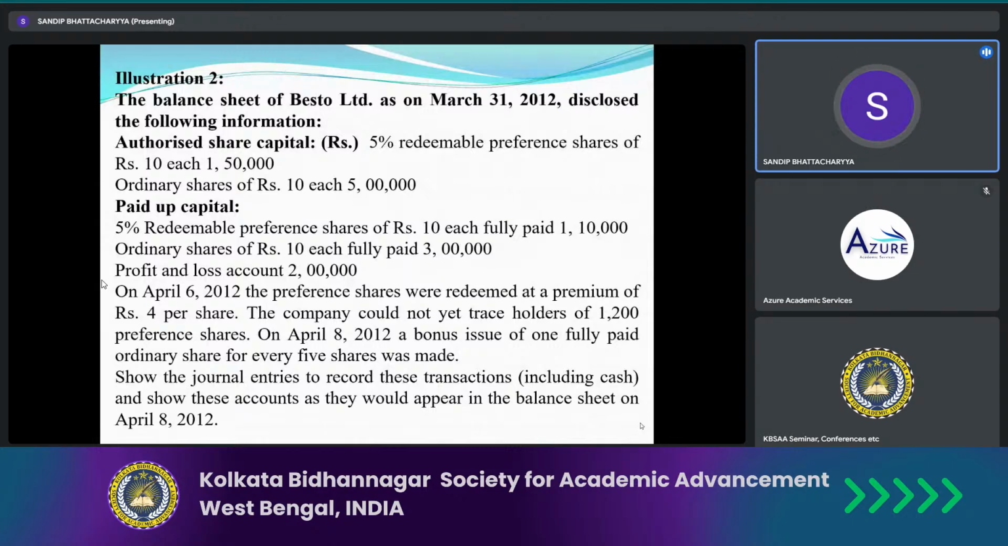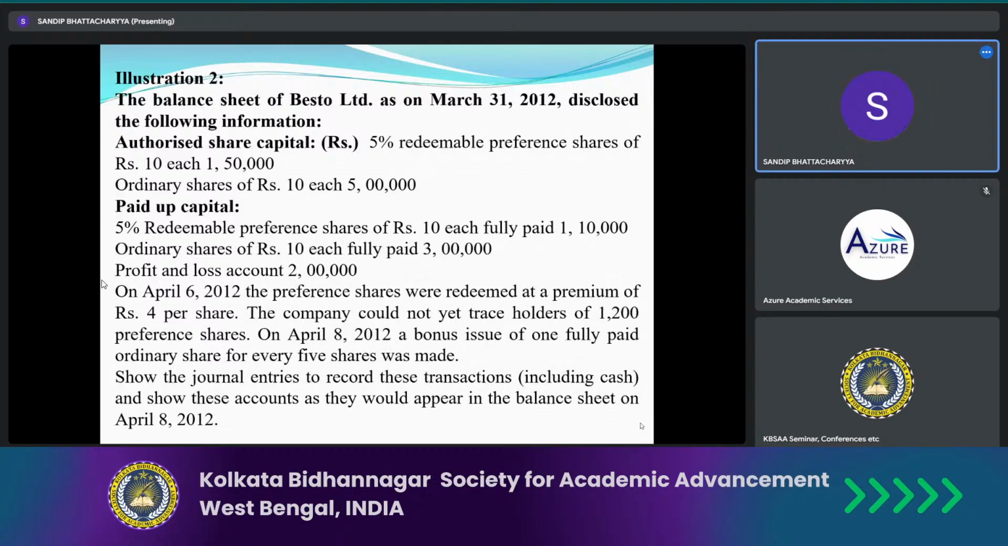Now, this is the paid up capital. 5% redeemable preference share capital, 10 each fully paid, 1,10,000. Ordinary shares 10 each fully paid of rupees 3 lakh. Profit and loss amount is rupees 2 lakh.